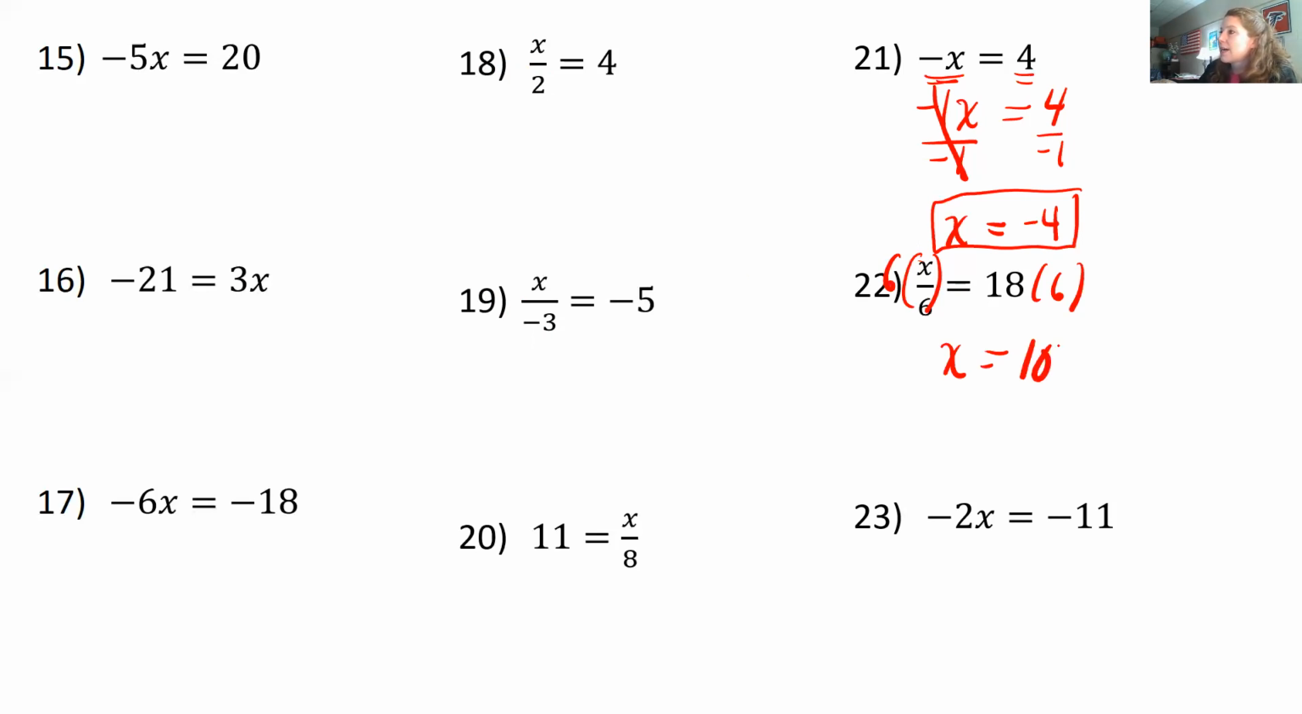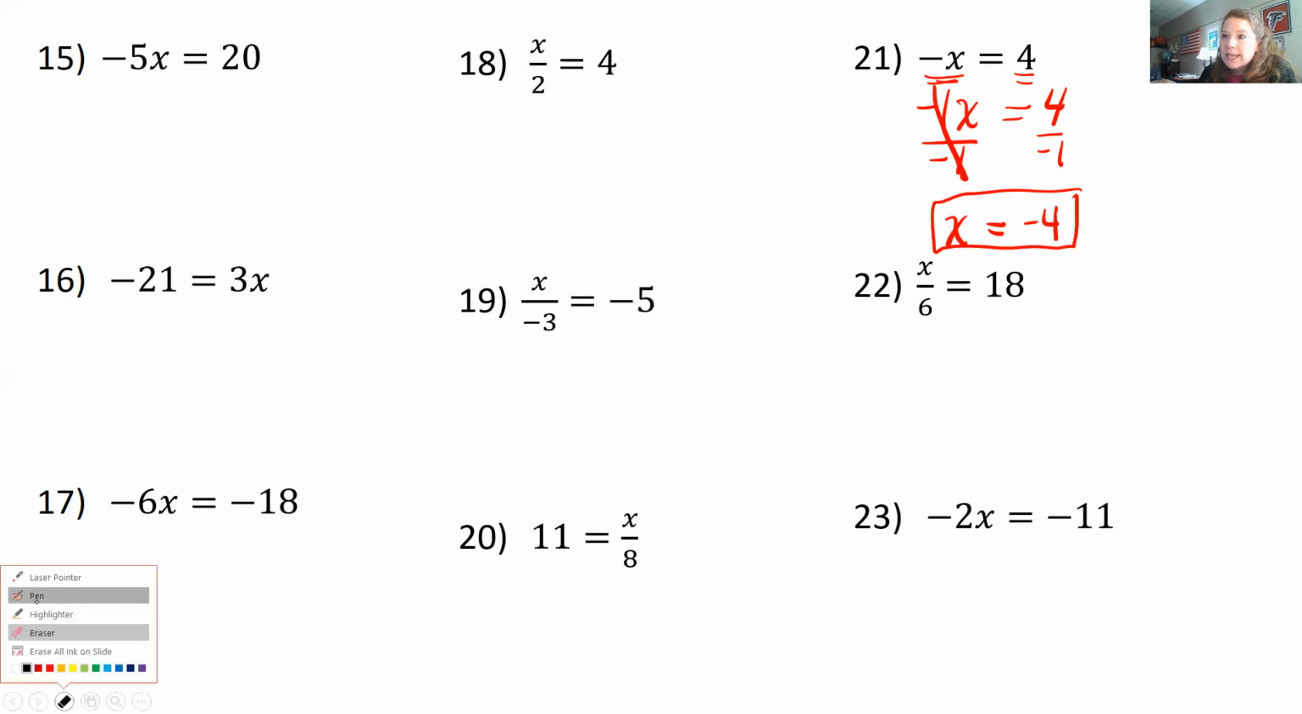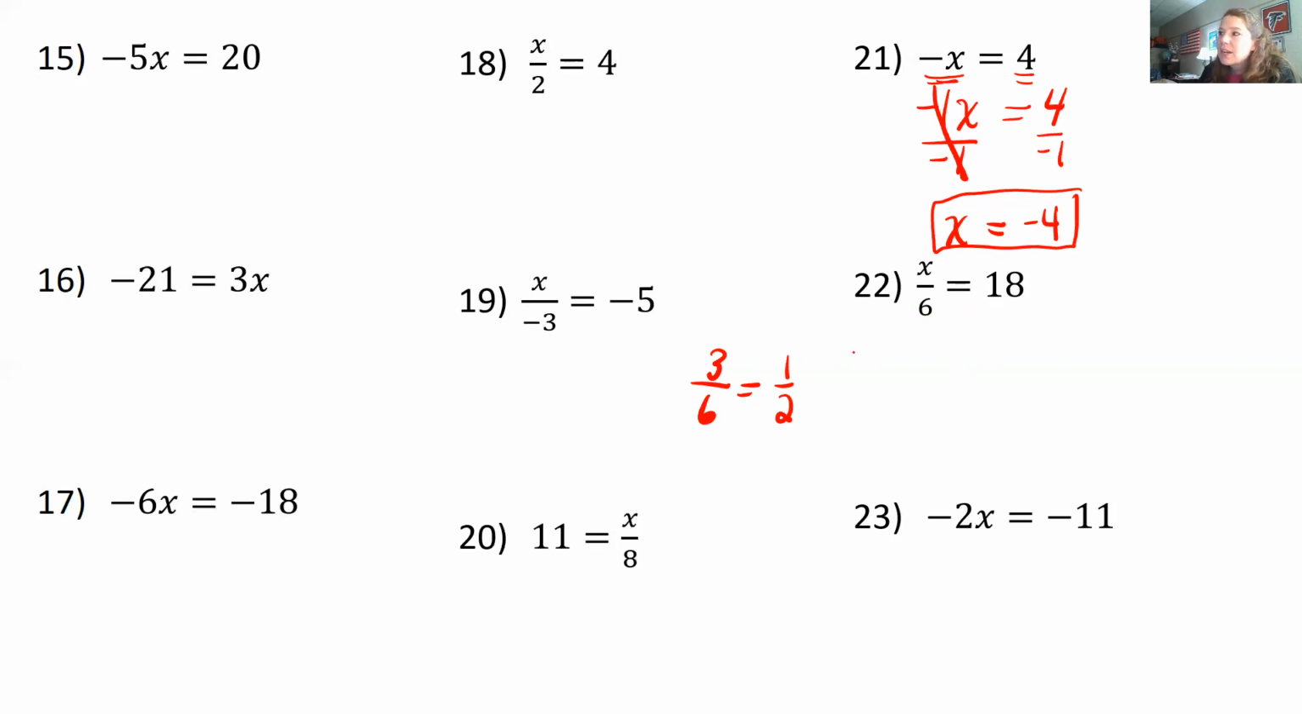Now let me show you a common mistake on a problem like 22. Students will look at this problem really quickly and say, okay, well 6 goes into 18 3 times, so the answer is 3. But that's not right. If I plugged in 3 for x, isn't 3 over 6 the same as 1 over 2? Definitely not 18, right? So be careful.